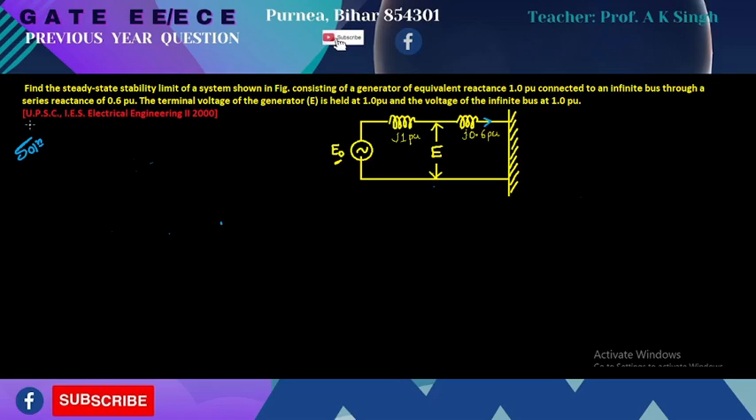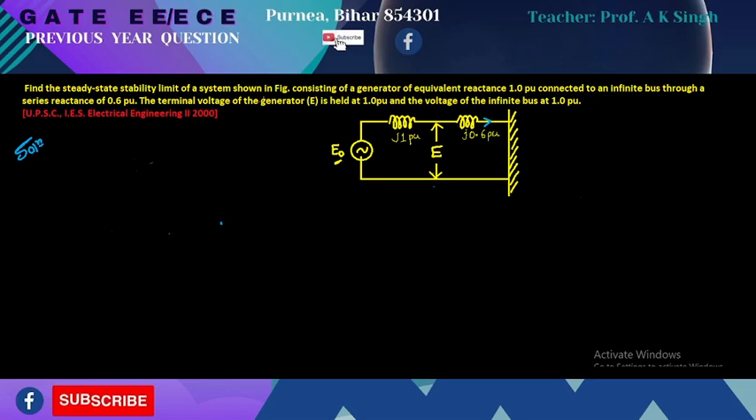This question was asked in UPSC IES Electrical Engineering in 2000. The question is, find the steady state stability limit of a system shown in figure. This figure consists of a generator of equivalent reactance 1 per unit, connected to an infinite bus through a series reactance of j0.6 per unit.